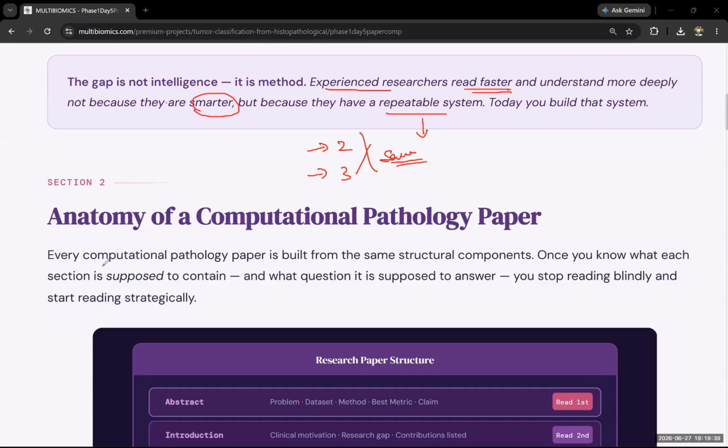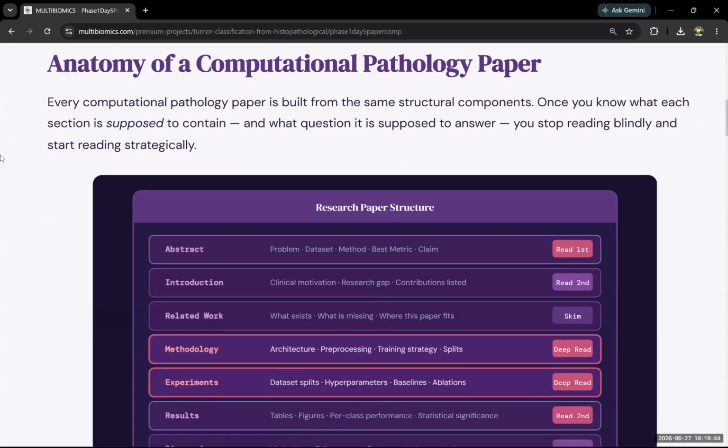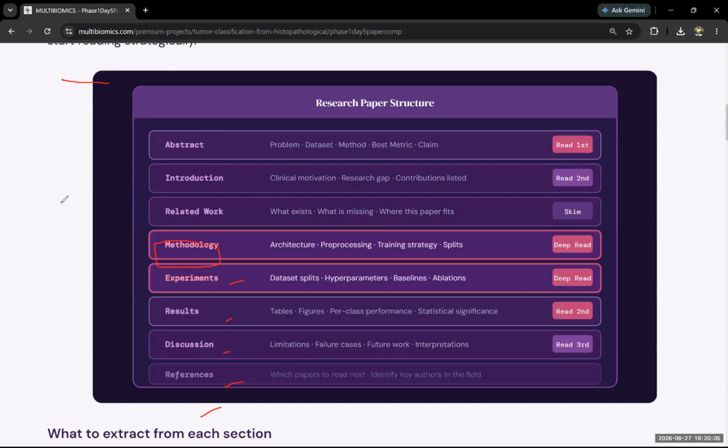How? I'll tell you. Not only computational pathology papers, but any paper in general has an abstract, which gives you the total story of the research they have done. Then they have introduction, related works, methods, experiments, results. They also have some discussions, and after discussions, maybe limitations. All those things you must read. Now how to read that, I'll tell you.